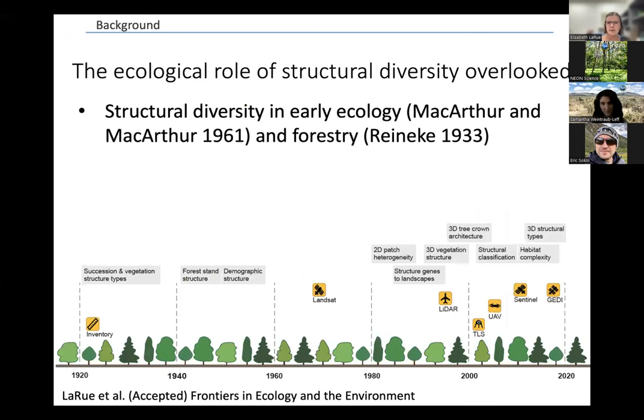So structural diversity, you may or may not have heard the term, or you may have heard similar terms, things like structural heterogeneity or structural complexity, is not a new idea in ecology. However, we argue that it is a relatively overlooked concept of diversity in ecology. It has early history in the 20th century with notable scientists such as MacArthur, and it also has a strong history in forestry.